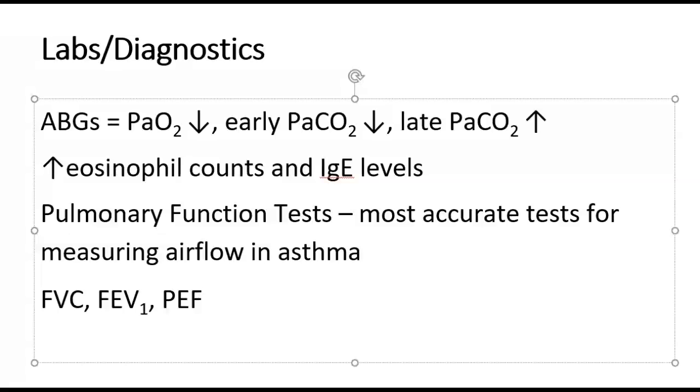Early in the asthma attack, the arterial carbon dioxide level may be decreased as the patient increases the breathing rate and depth. Then later in the attack, the carbon dioxide can rise, indicating carbon dioxide retention.